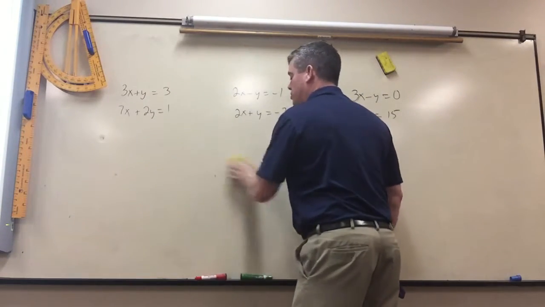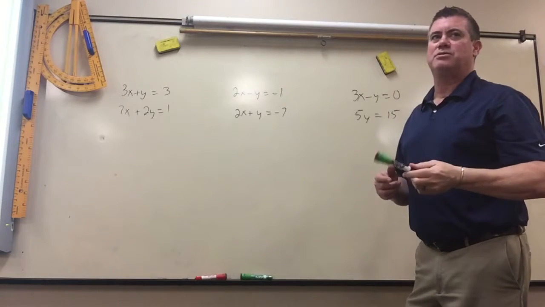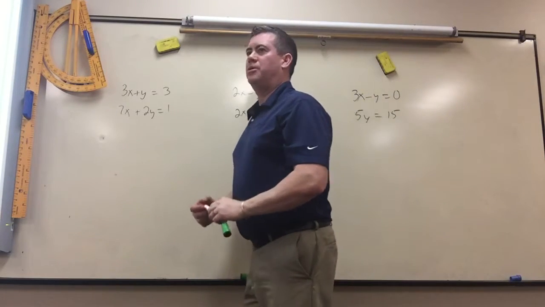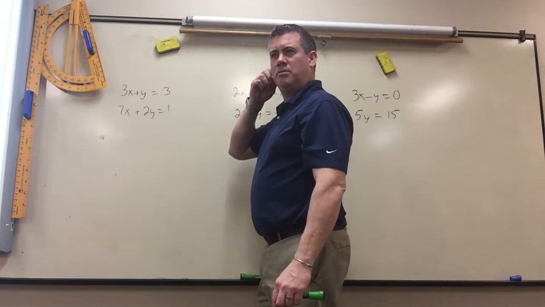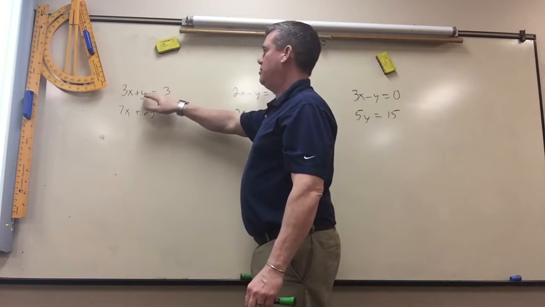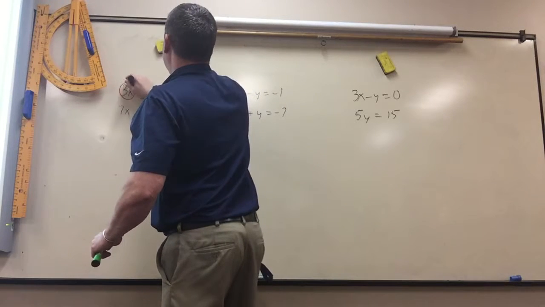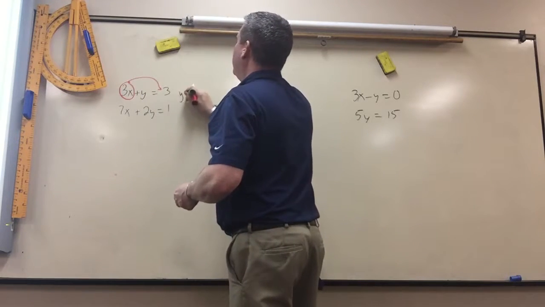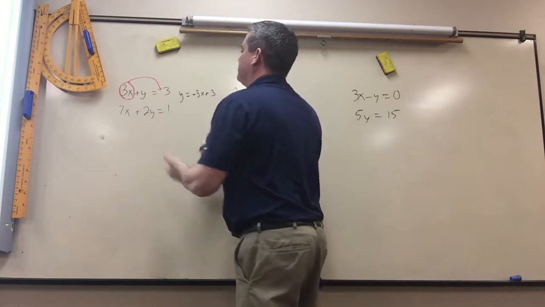So all you've got to do, it's one extra step, is rearrange one of the equations so a letter is by itself. And they're all pretty easy to pick out. On this one, which would be the one, the top one, right? You would get the y by itself. So all you'd have to do is move this over. So it would change to y equals negative 3x plus 3.